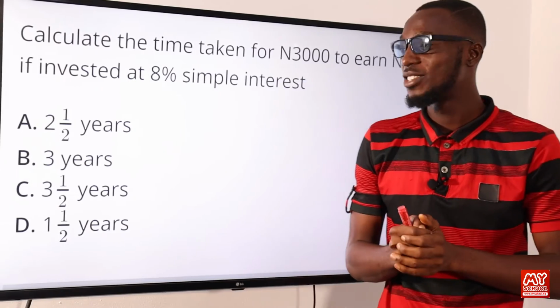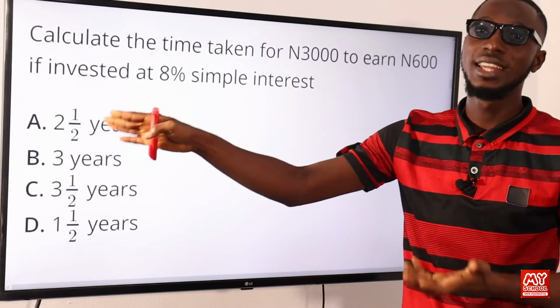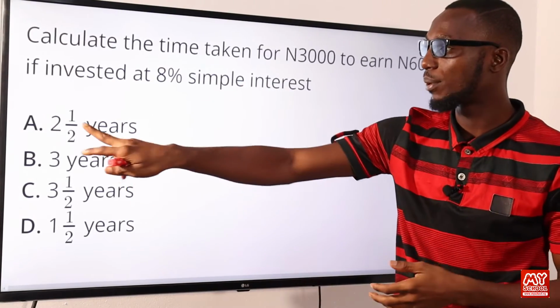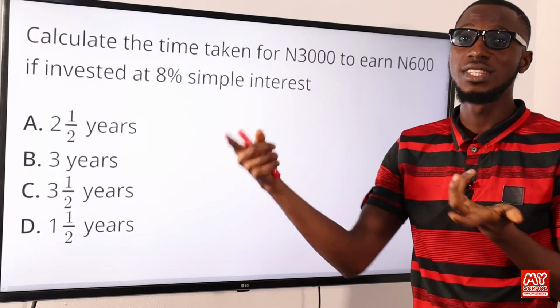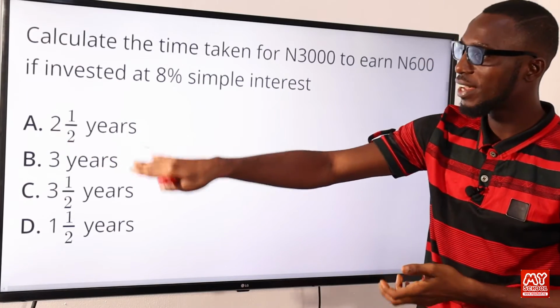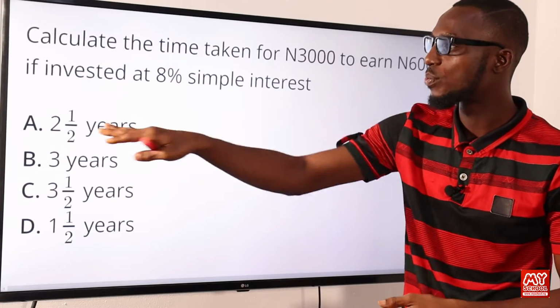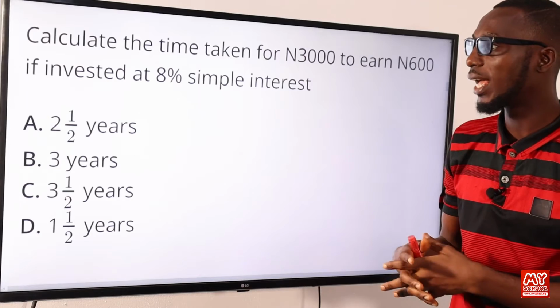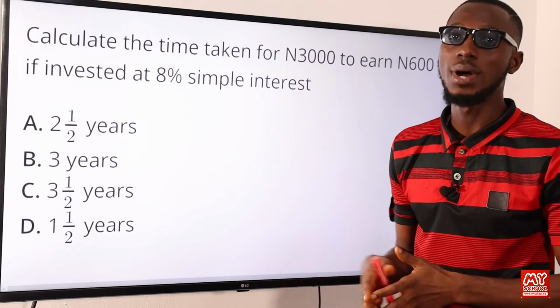Okay, very well. So this is a tricky one. All right. So this is 2.5 or 2½ because half, 1 over 2, is 0.5. So this is 2.5 years or 2½ years. So this is what we have. So the correct option here is option A, 2.5 years.